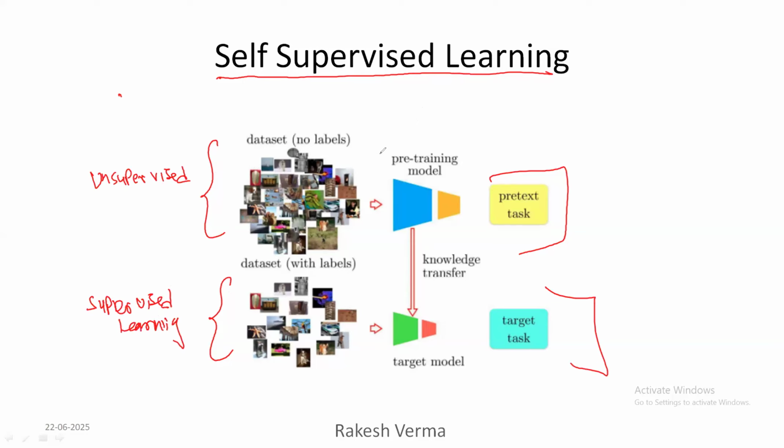learning. Clear? So basically, this is used to improve the performance of machine learning by integrating the features of unsupervised and supervised machine learning. So that is the motive of self-supervised learning.